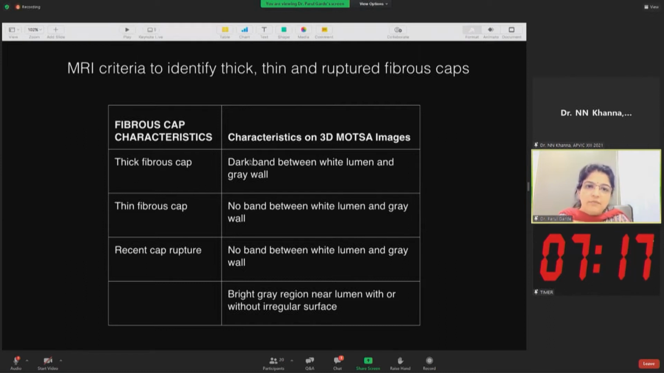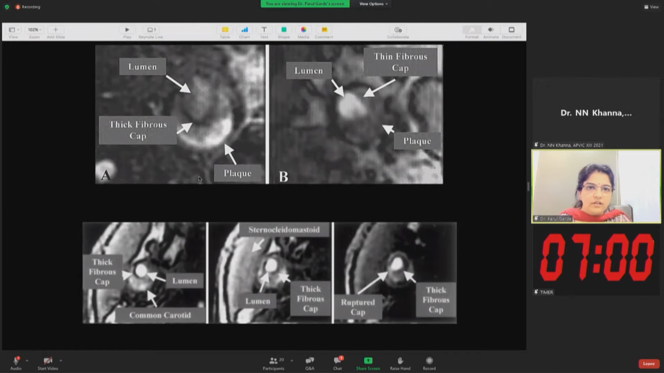Now, how do you identify the fibrous cap on MRI? A thick fibrous cap would be seen as a dark band between the white lumen and the gray wall, whereas a thin fibrous cap would not be seen at all. If there is a cap rupture, we would see a bright gray region near the lumen, with or without an irregular surface of the plaque.